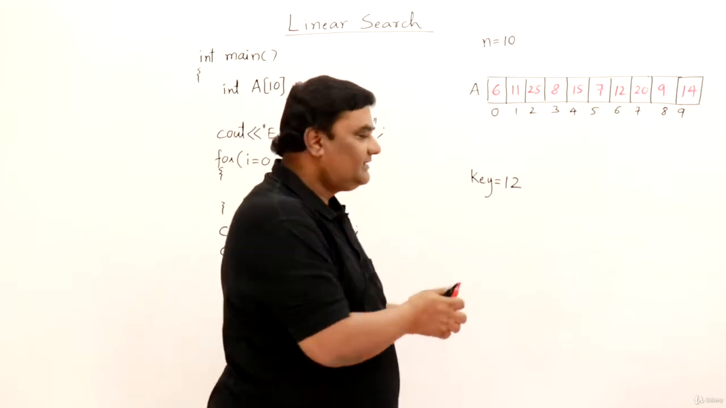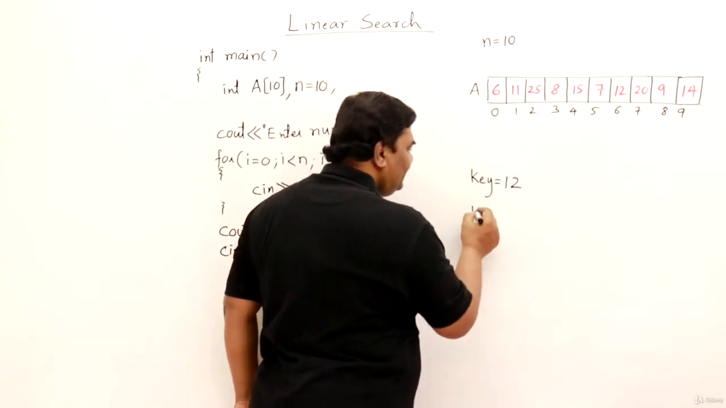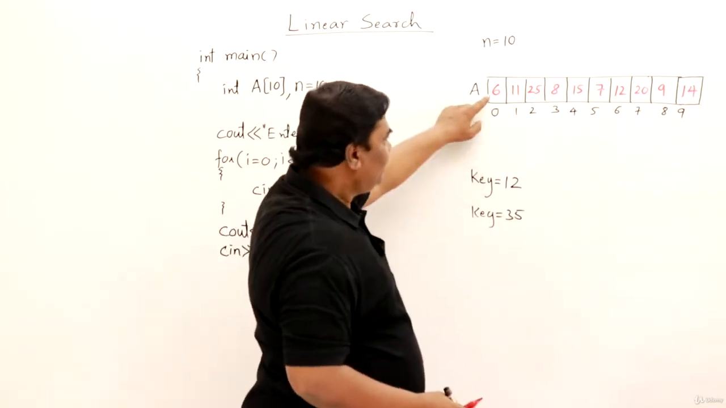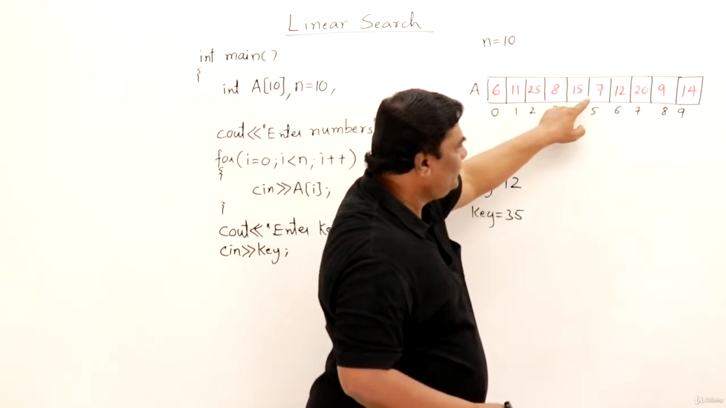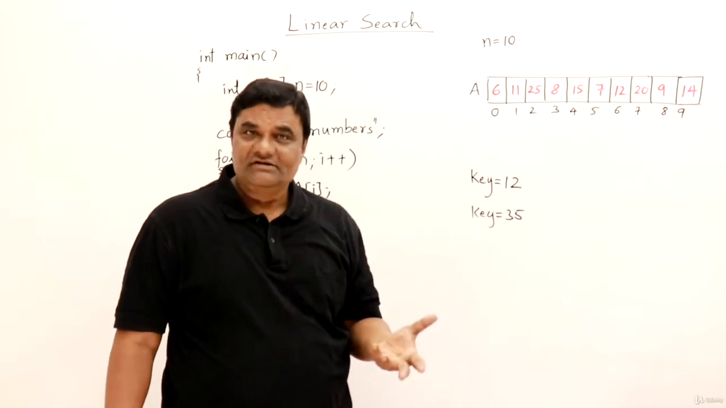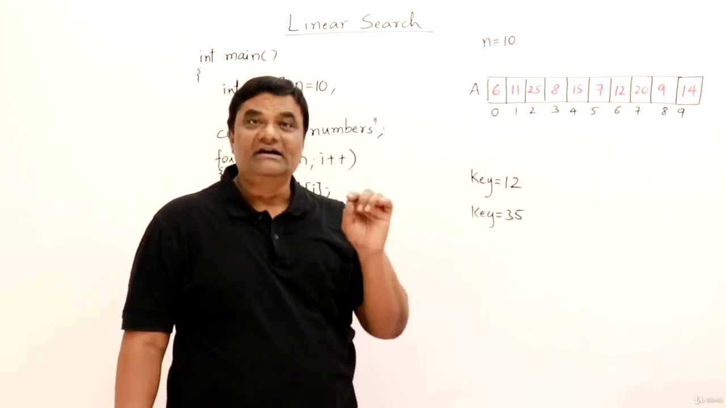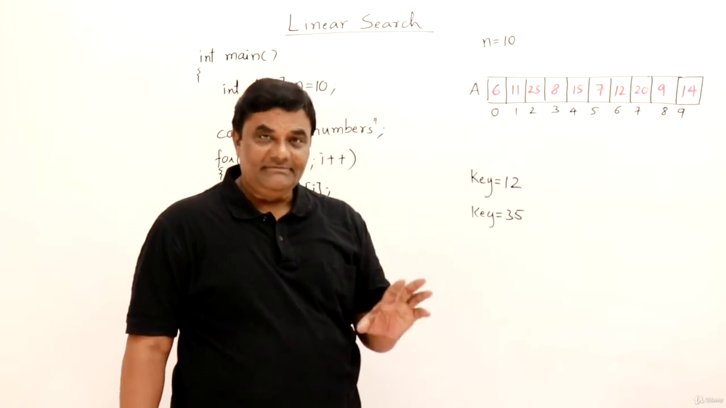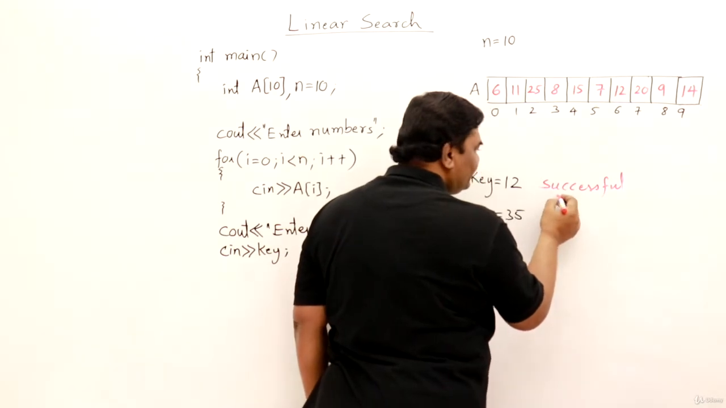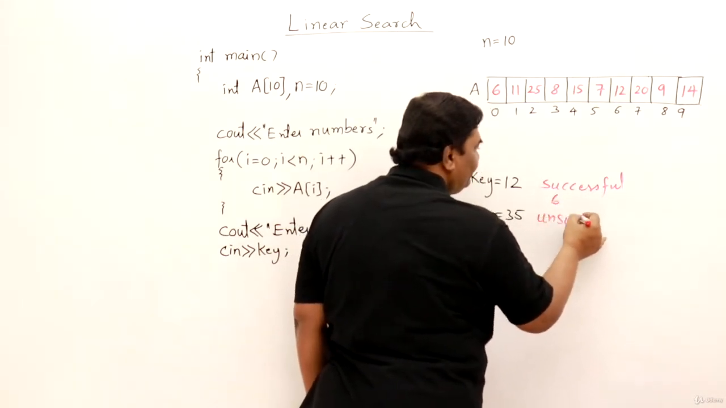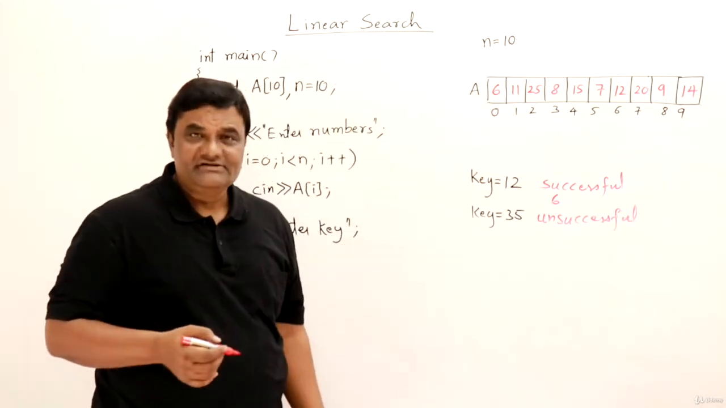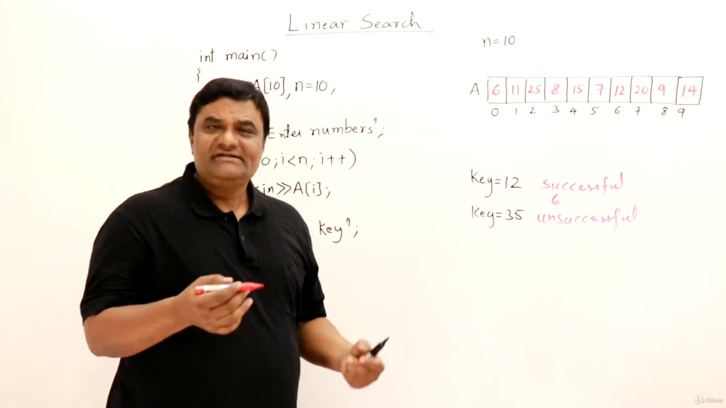Now I'll take one more key element. Let us see. Suppose I want to search for a key element, that is 35. Let us search for it. 35. No, it's not 35. No. I have reached the end. So I have reached the end means elements are finished and I did not get the element. So search is unsuccessful. So here search was successful and the index found was 6, and here it is unsuccessful. So search may be successful or unsuccessful depending on the key that you are searching. It may be found, it may not be found. So it's a simple procedure.